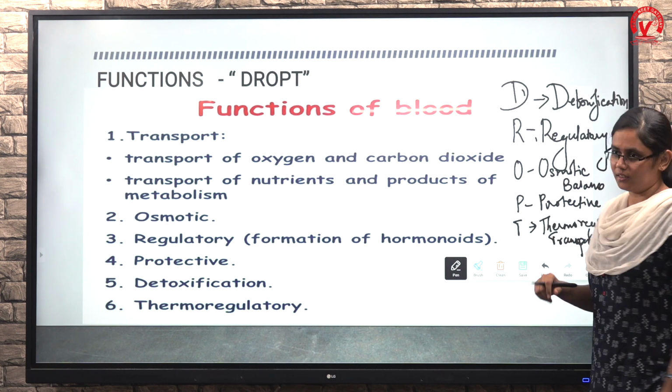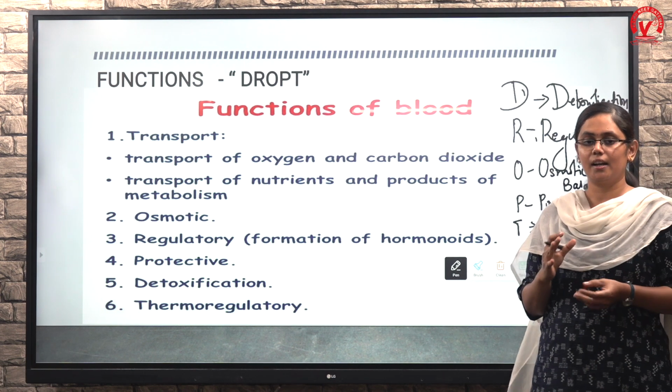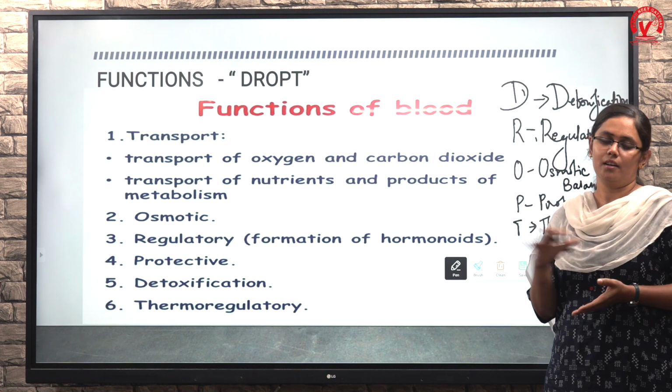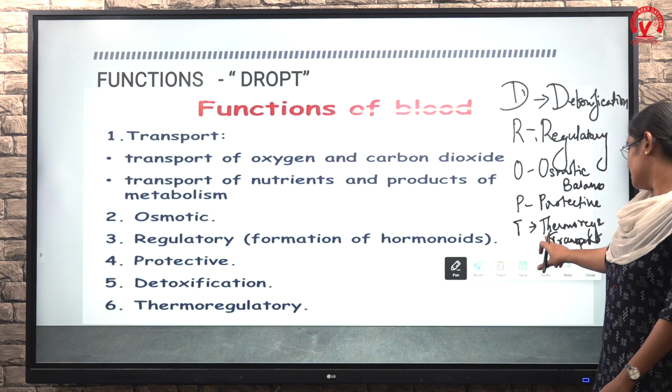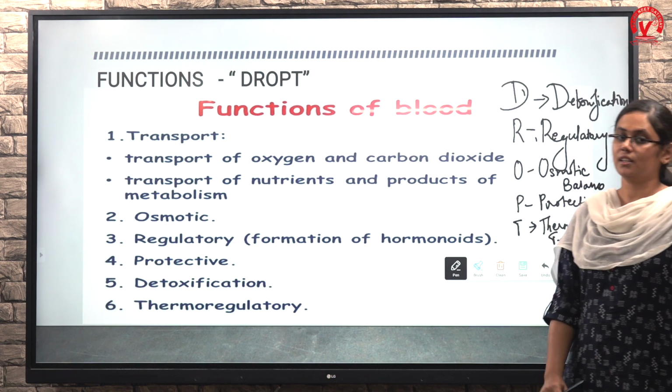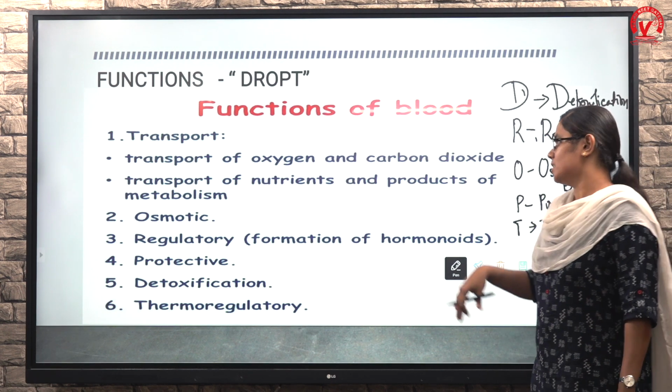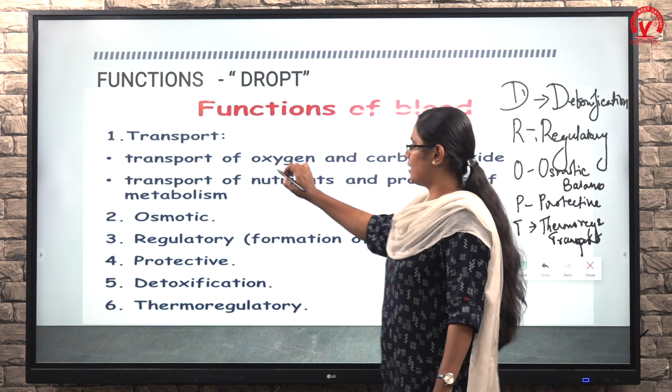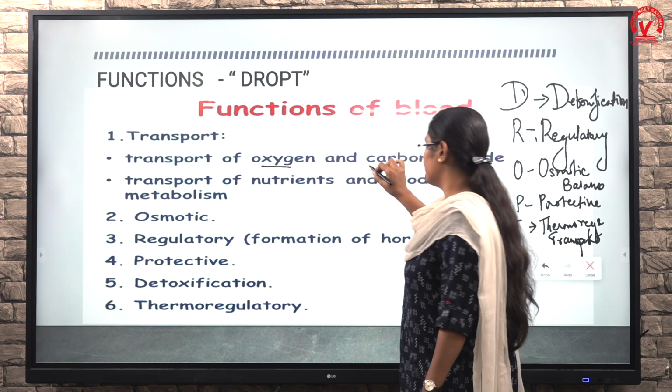Next, protective function. Blood contains immune cells which help in defense mechanisms. Next, thermoregulatory or transport function. This is the important function of blood. When it comes to transport, it transports oxygen and carbon dioxide.